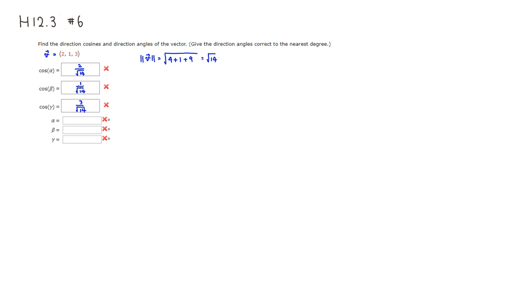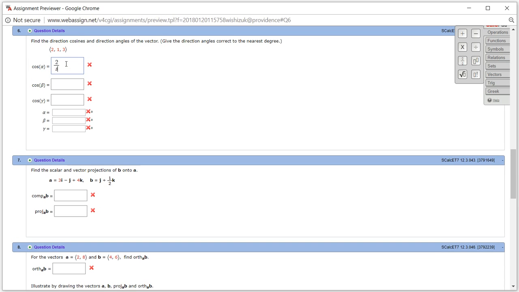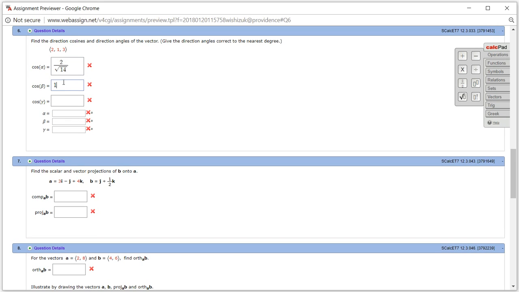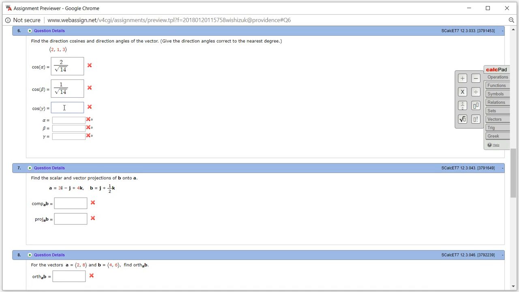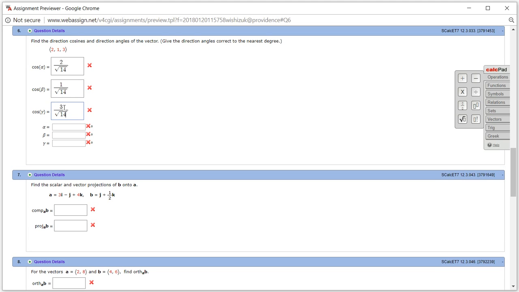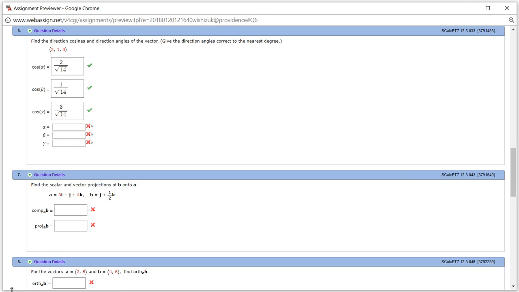So let's type those in first. We got 2 over square root of 14, 1 over square root of 14, and cosine of gamma is 3 over square root of 14. Let's go ahead and check the answer. Submit for testing. It came back, and it looks like we got those correctly. So let's find the corresponding angles.